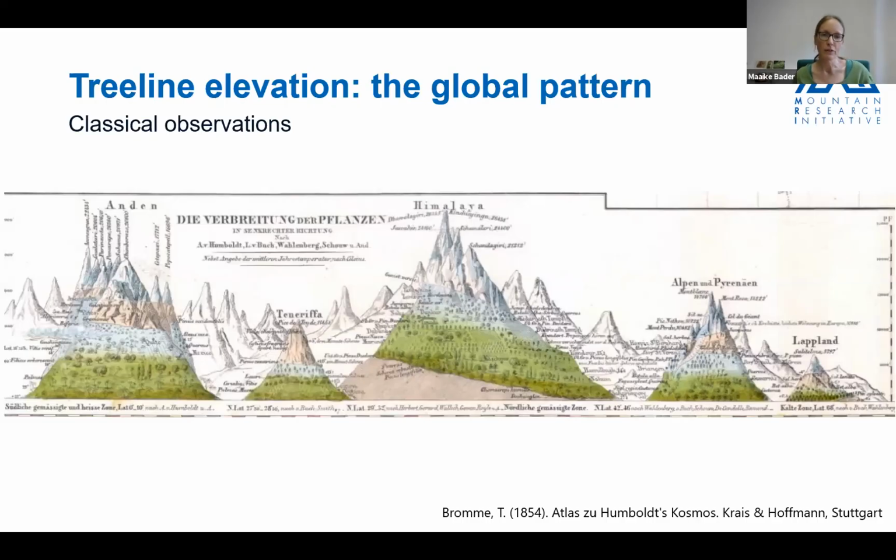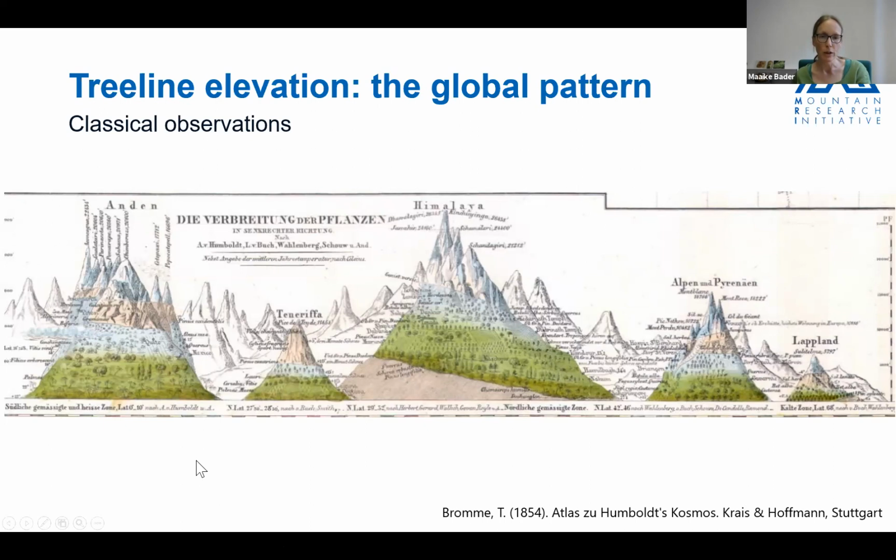Of course, tree lines have drawn the attention of researchers for a very long time, and it was already observed a very long time ago that tree lines occur all over the world, and there are certain patterns that we can observe in tree line elevation if we look at different parts of the world. I think you can see my mouse, which I will use as a pointer.